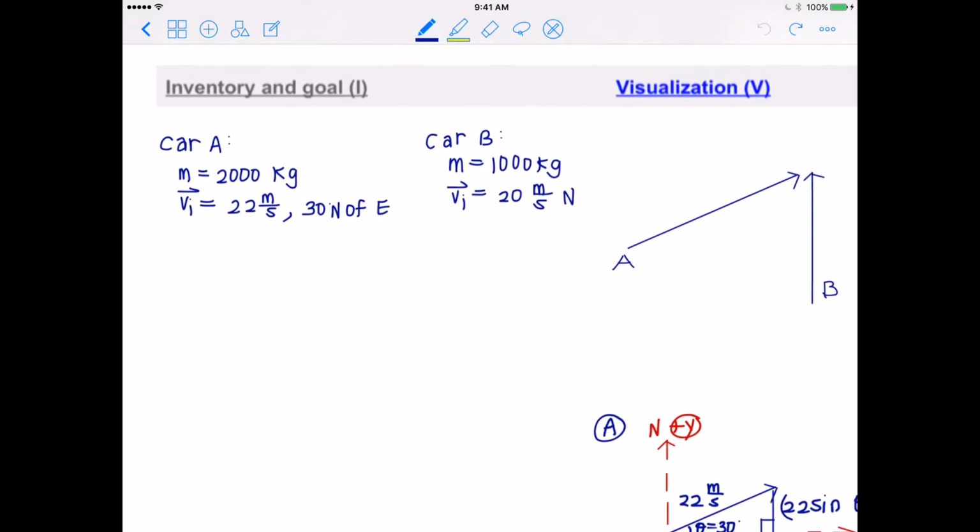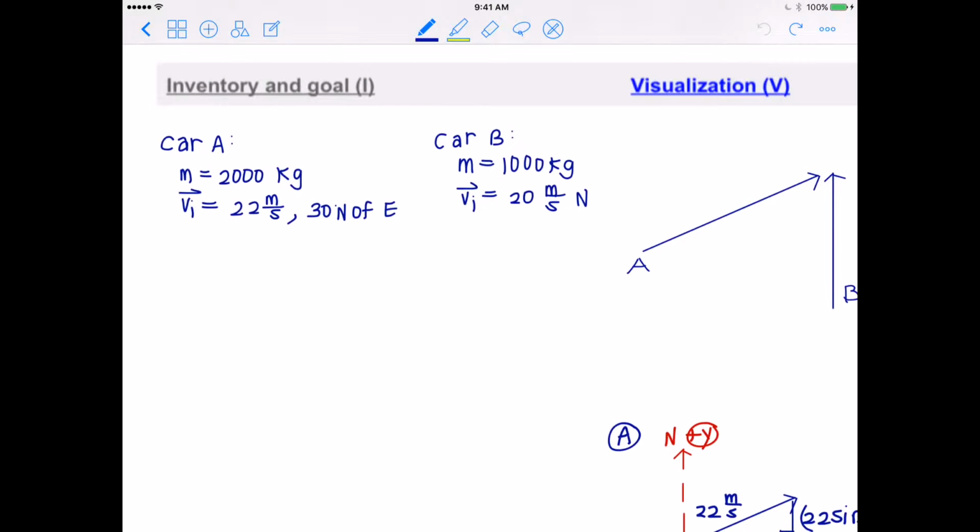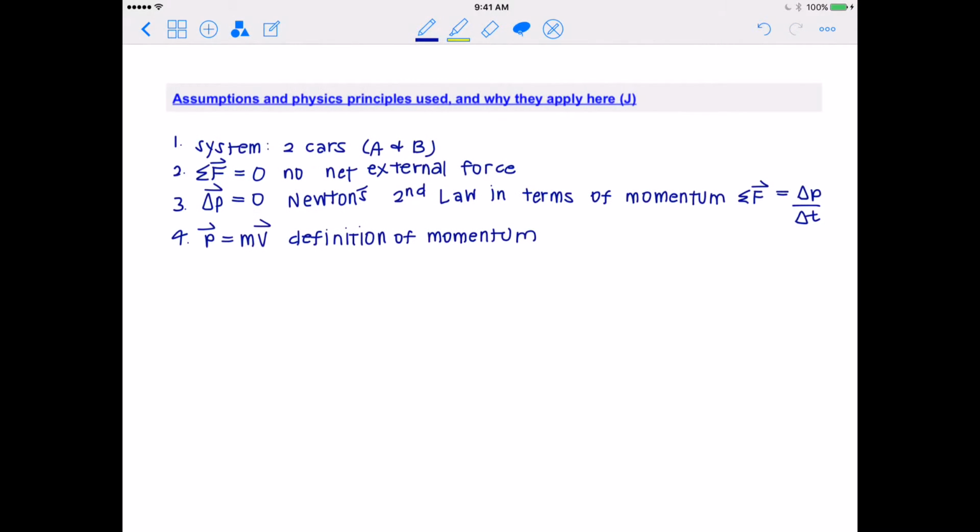So as for inventory, we are given the masses of car A and car B and their initial velocities. The physics principles we used: the system consists of two cars, car A and car B, and there are no net external forces. Therefore, the momentum is conserved, and so the change of momentum is zero. It's Newton's second law in terms of momentum, and we use the definition of momentum.